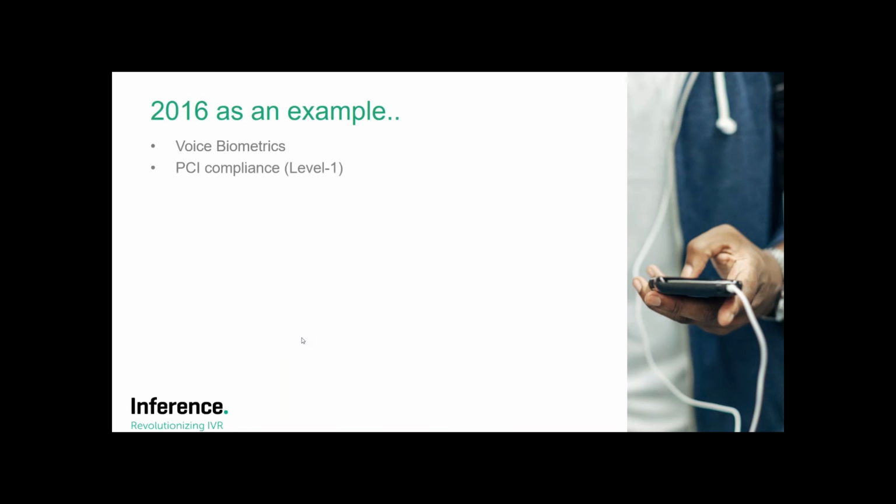So if we look at 2016 as an example, we added voice biometrics, so the ability to determine who a caller is based on matching their voice to their voice print. PCI compliance, level 1, and this is global compliance. So this means that you can basically provide your customers with PCI level 1 compliant payment services on the network that you already offer. Many more Studio templates, we'll show some of those in a minute.